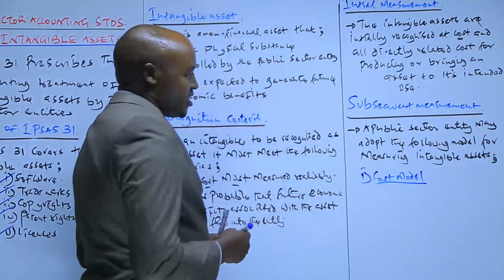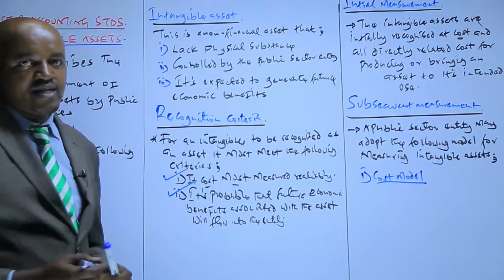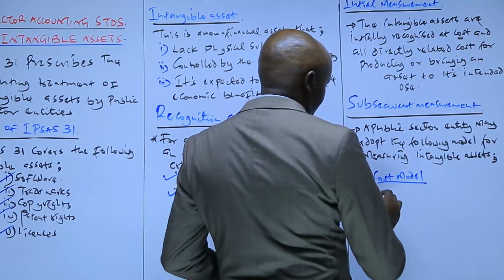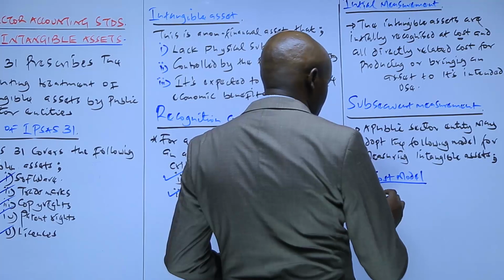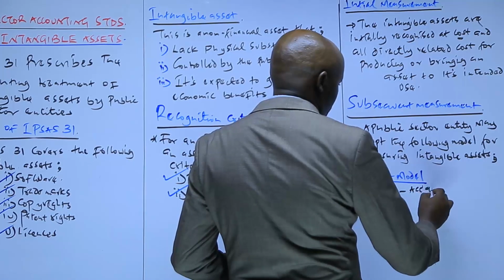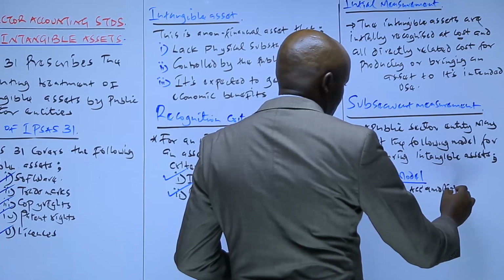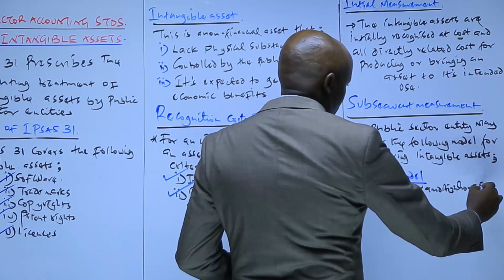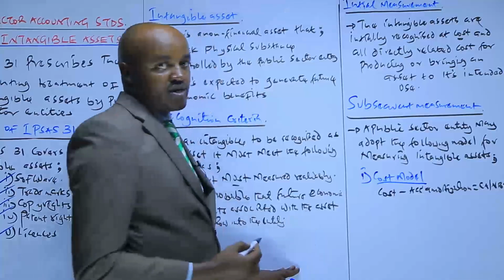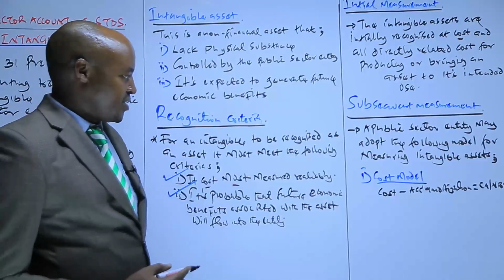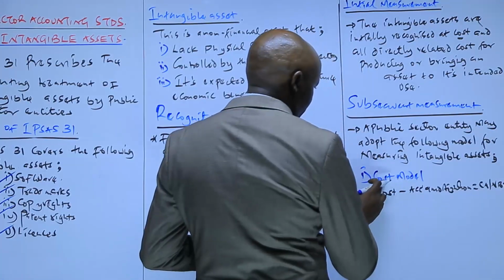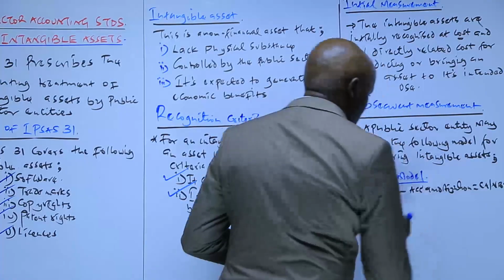And under this particular model here, the intangible asset should be recorded in the statement of financial position at their cost minus the accumulated amortization, which will give us the carrying amount or the net book value. Basically, the carrying amount or net book value is that value at which the intangible assets will be recorded in the statement of financial position.